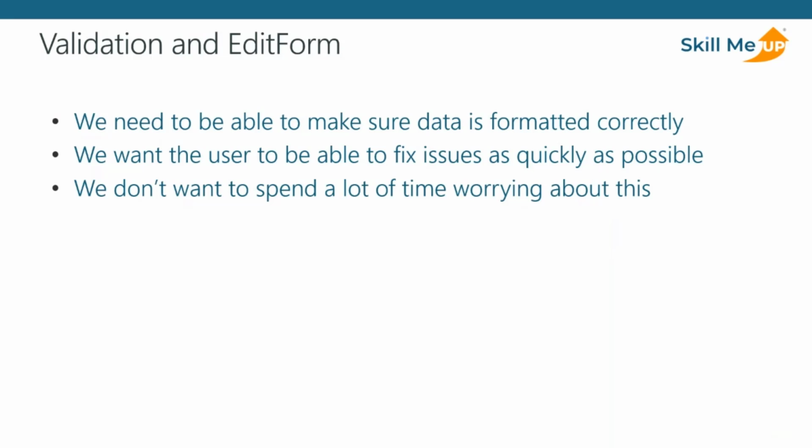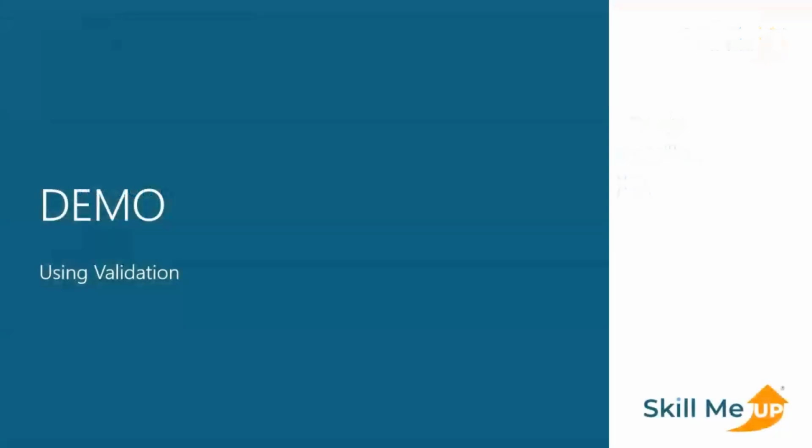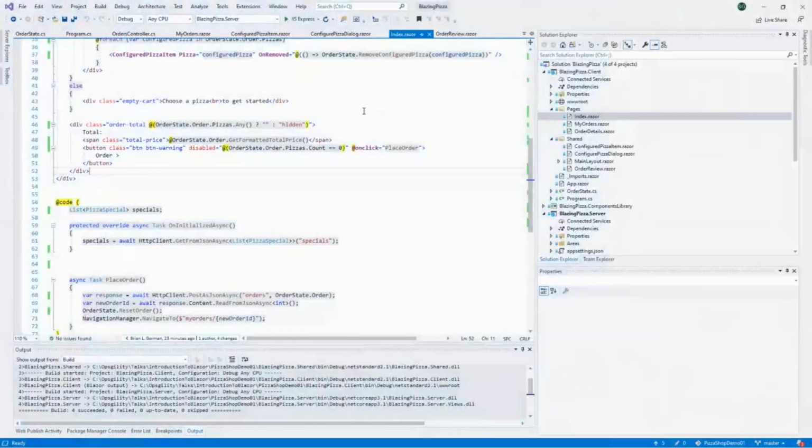So what we need to do is make sure that our users are giving us the correct data, and then give us that information correctly, but also give them information about what they need to fix as quickly as possible. And we really don't want to spend a lot of time worrying about this. We want the system to handle it for us. We just kind of want to say, I definitely want this required. I want the max length, just like you would expect on any data annotation that you've used on any model before. And so we're going to do that.